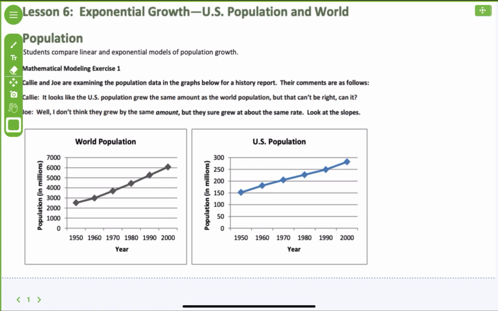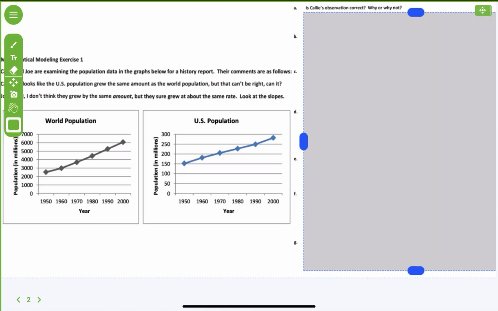Callie and Joe are examining the population data in the graphs below for a history report. Their comments are as follows. Callie says, "It looks like the U.S. population grew the same amount as the world population, but that can't be right, can it?" Joe's response, "Well, I don't think they grew by the same amount, but they sure grew at about the same rate. Look at the slopes." Okay, so let's go to page 2 and answer some questions here.